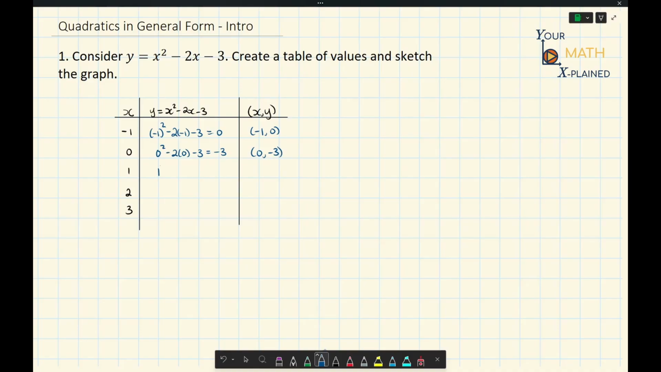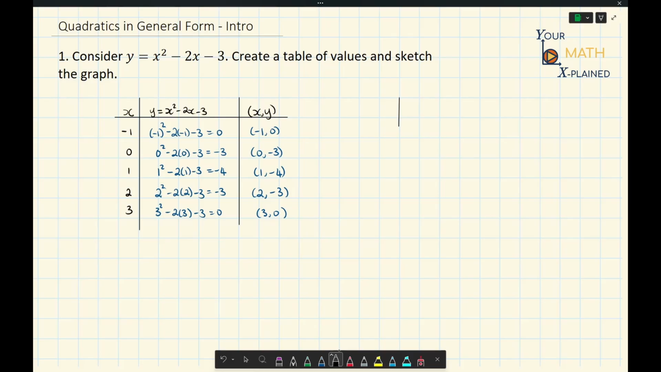And repeating the same process for the next three x values. So we get 1 squared minus 2 times 1 minus 3, which is equal to -4. And that gives us the point 1, comma, -4. 2 squared minus 2 times 2 minus 3 is equal to -3. So we get 2, comma, -3. And then the last x value is going to give us 3 squared minus 2 times 3 minus 3, which is equal to 0. So then the last point would be 3, comma, 0.